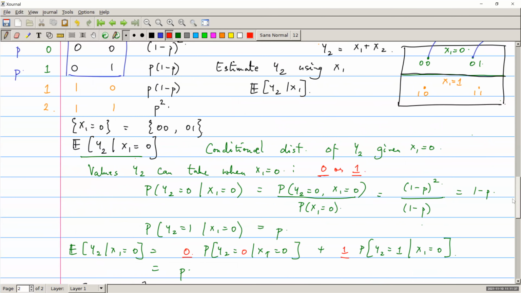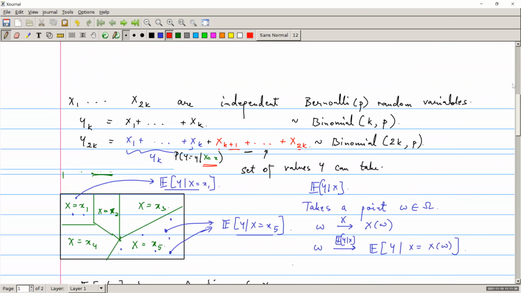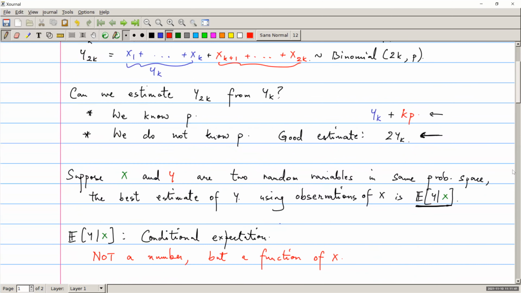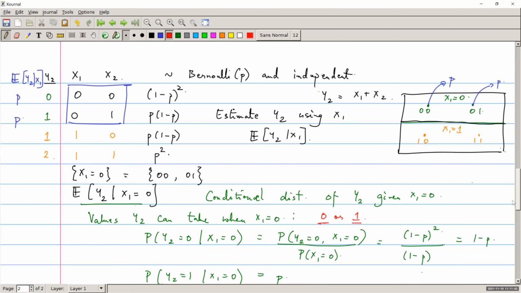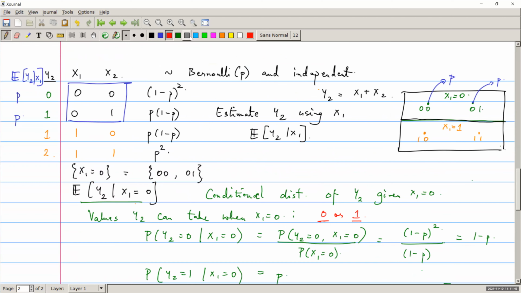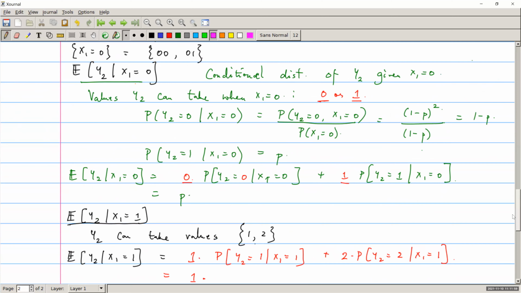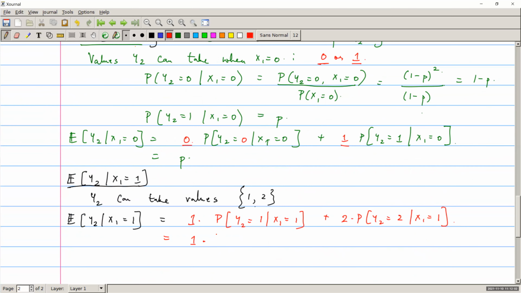Right, so y2 equals 1 given x1 equals 1 corresponds to this outcome. Okay, here y2 is 1 and x1 equals 1, so the joint probability is p times 1 minus p. Okay, but I divide it. So let me do this way.